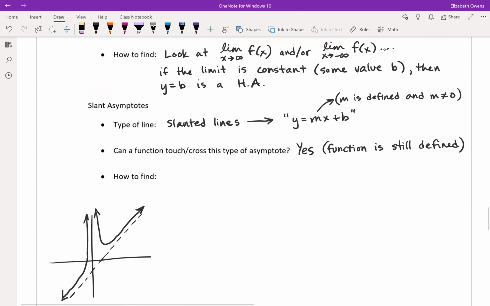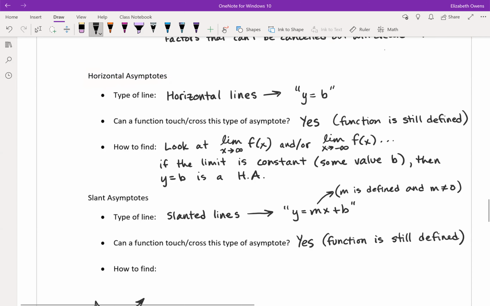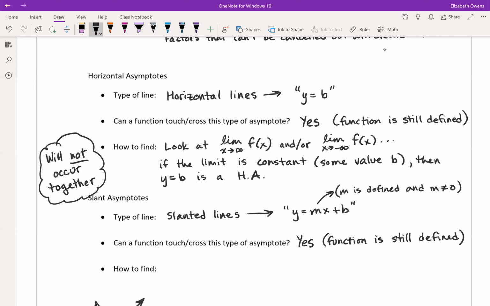So that is a good note to have on these that'll kind of help you in finding all of the asymptotes of a function. These two types will not occur together. So you might have one or the other, but you can't have both. Oops, I don't want to write over our word slant there. Okay, there we go. So these types will not occur together. They don't play nice.